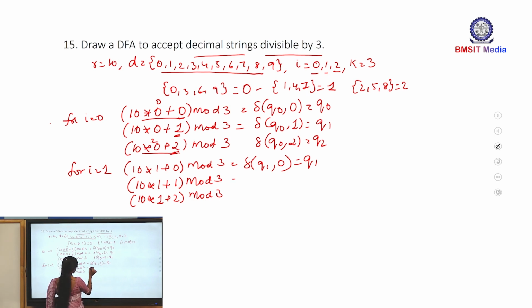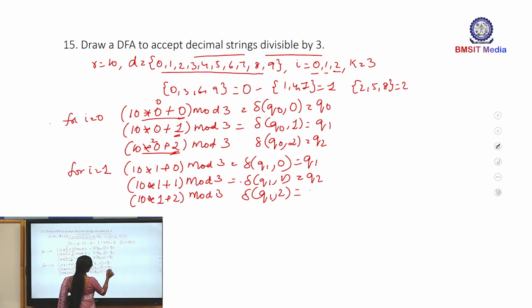So the next one is delta Q1 comma 1. So here we have 11 mod 3. So 11 mod 3 is Q2. So I'll write this as Q2. The next thing that we have is delta Q1 comma 2. So for delta Q1 comma 2, this is 12 mod 3. So 12 mod 3 is 0. So I'll write the state as Q0.